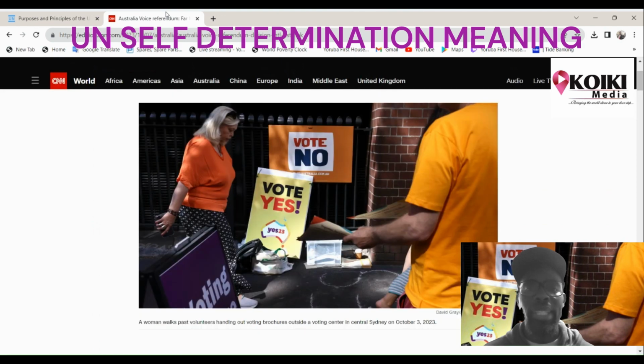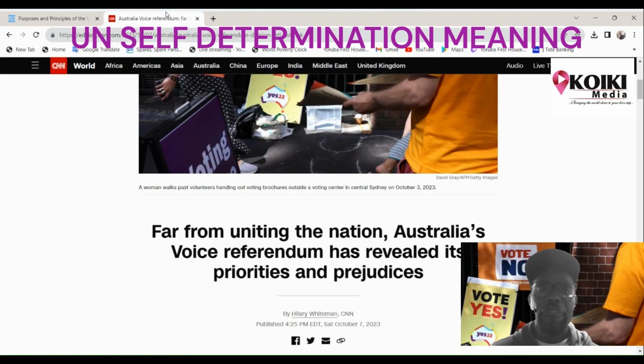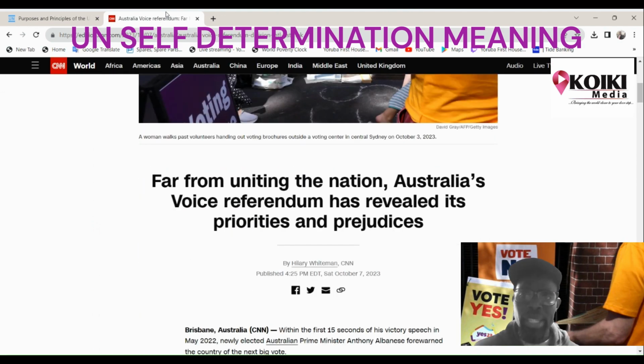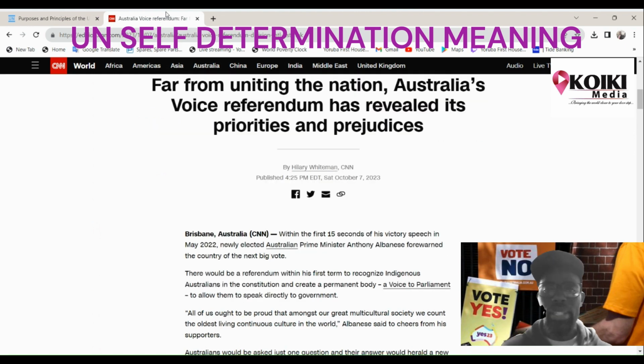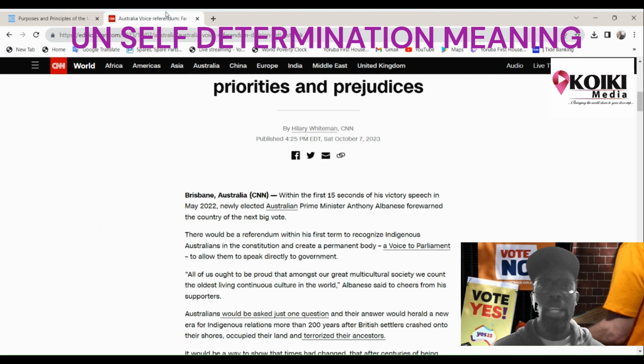What does that mean? Far from uniting the nation, in Australia, Voice referendum has revealed its priorities and prejudice, dated and published on the 7th of October 2023. That is in Brisbane, in Australia, CNN.